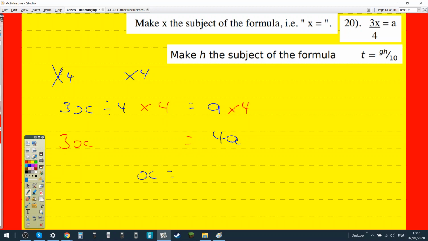And then do you have to divide 4a by 3? Yeah. So that would be just a. That would be 4a take away 3a. 4a divided by 3 is just 4a over 3. Oh, okay. So try this next one here.